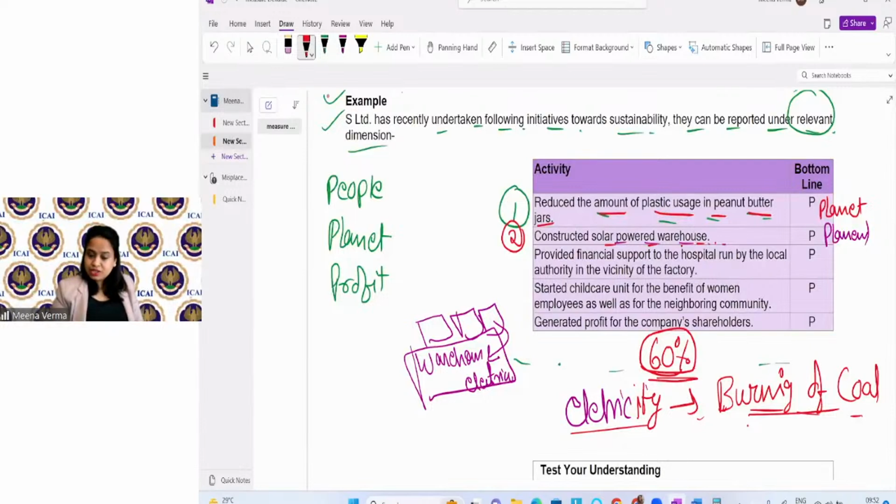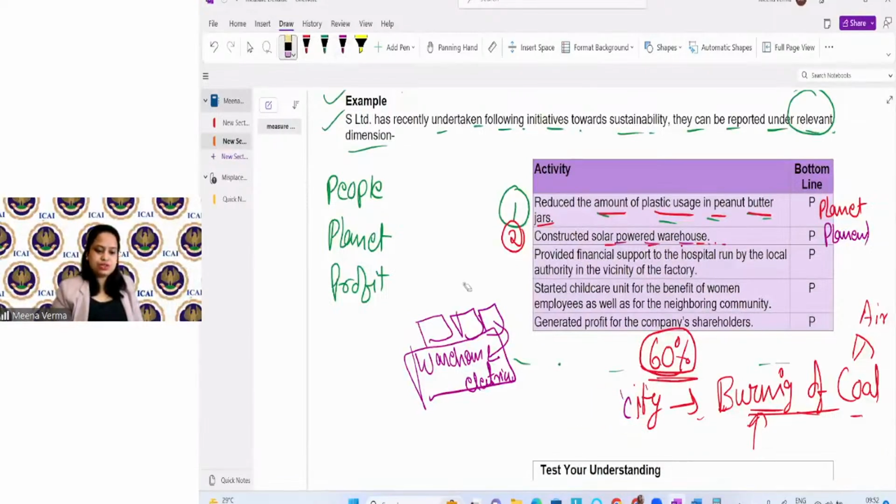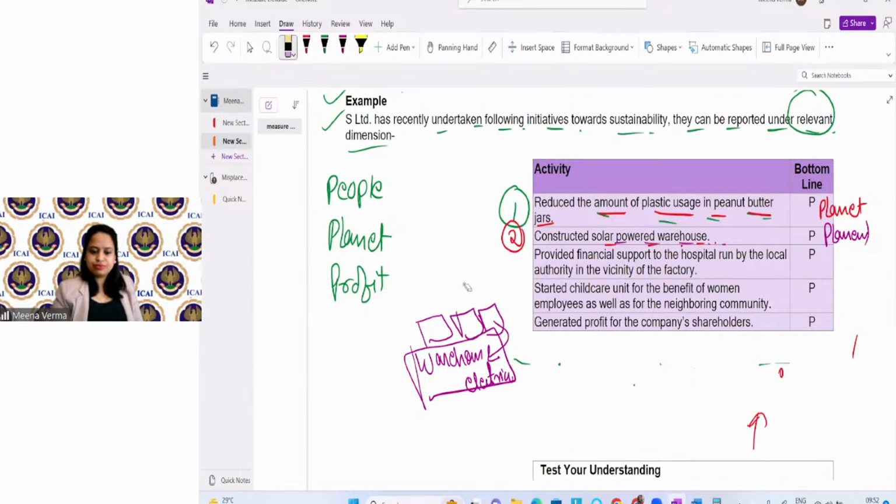Not good, right? It is not at all good to generate electricity by burning coal. What is it actually doing? Air pollution. It results in air pollution, which is not good. So again, planet. You are doing it to improve the planet.